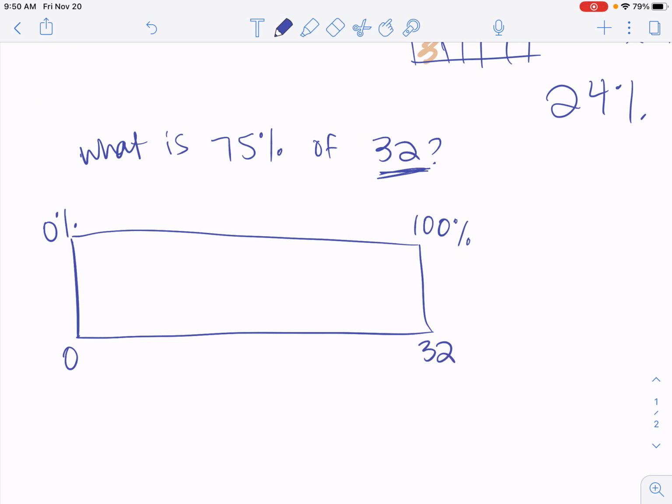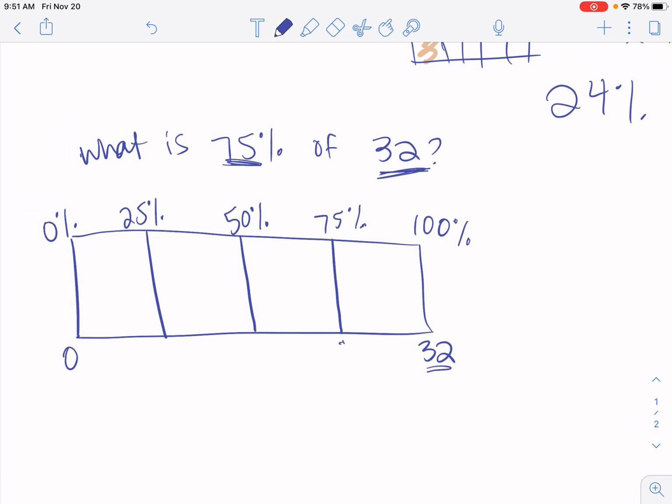Now, what I have to really pay attention to is what percent I need to show up on here. It wouldn't make a whole lot of sense to count by tens, because then I would have 10, 20, 30, 40, and 75 wouldn't show up there. So let's split it up the way I did before, into 4 sections. This would be 25%, 50%, 75%. Now we have to figure out what number is going to go right here.